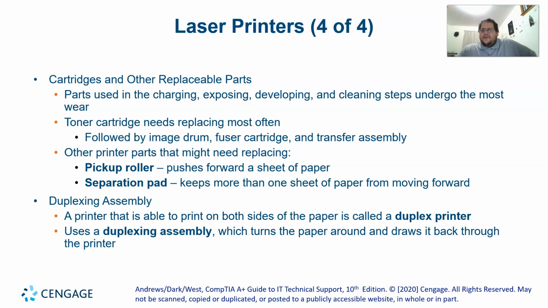Then you've got the duplex assembly. What is duplex? It's printing on both sides. You ever see it print out, but then roll it back in and push it back out with both sides printed? That's what duplexing is. A lot of laser printers have that feature, but sometimes it acts up and you have to replace it.